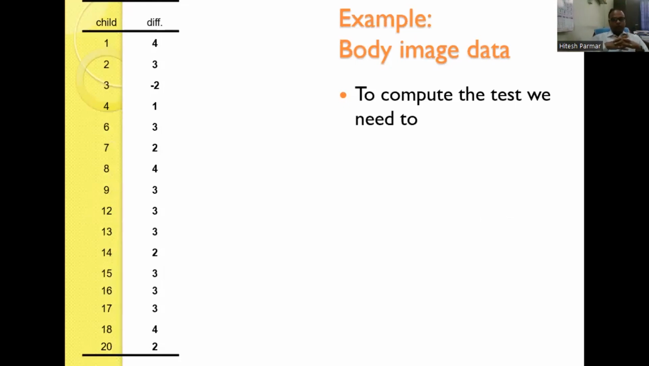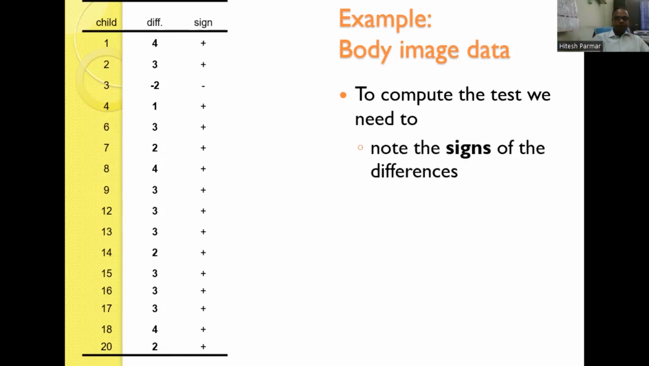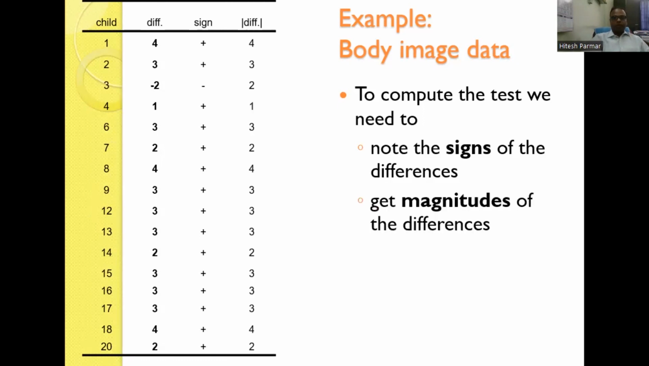So we have removed number 5, number 10, number 11, and number 19. So now our sample size is 16, and in this difference we have 15 positive signs and 1 negative sign, which we already know. Now we are considering the magnitude of the difference. So even a minus sign, we are considering it as the plus sign.